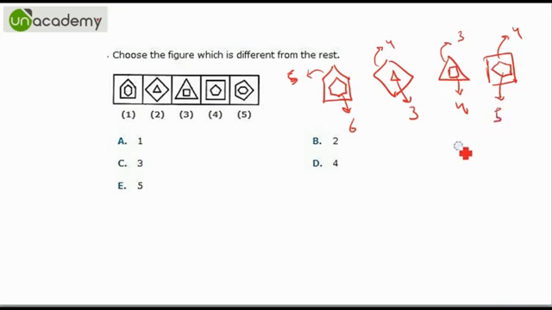Last one is a pentagon having a hexagon inside, so that is 5 and 6. So we see that the inside figure has one more side than the outside figure in all of these except for option 3. So that is the different one, and that is how we spot it.